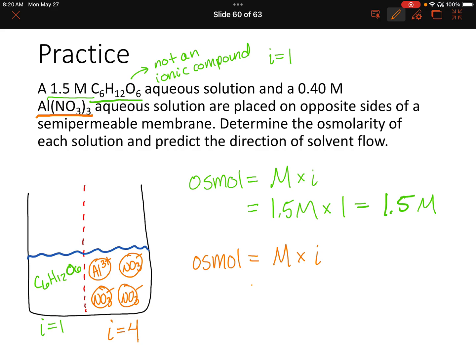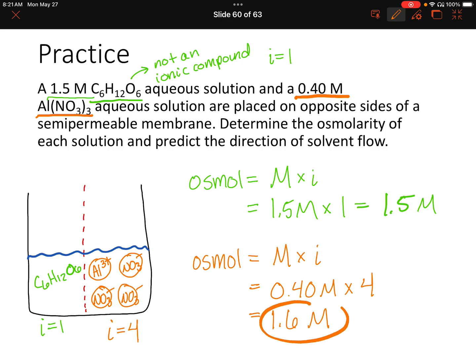All right, and then let's do the same for aluminum nitrate. So the concentration we were given is 0.4 moles per liter, and we're going to multiply that by 4, since that's our value of I. Let's see, 0.4 times 4. That's going to be 1.6 moles per liter. All right, so it looks like our aluminum nitrate solution is more concentrated in this case. So water is going to flow to the right, towards aluminum nitrate. And then water will keep flowing until we hit that point where the concentrations are the same on both sides.